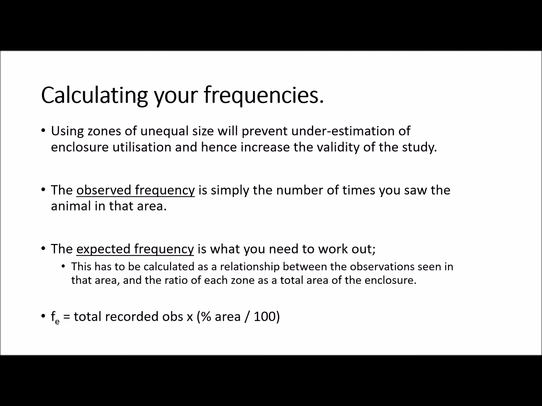The expected frequency is the same for all zones in the enclosure, regardless of how many different species you are observing. We are comparing all species back to the same expected frequency of occupancy. And the expected frequency is the relationship between the observations seen in that particular enclosure area and the ratio of each zone out of the total area of the enclosure overall. So the formula for calculating the expected frequency is to take your percentage area of the enclosure and divide it by 100, and then to multiply that by your total observation time that you've collected data over.